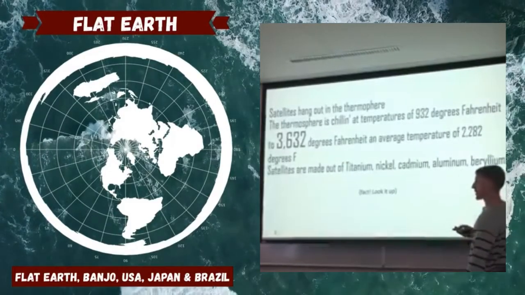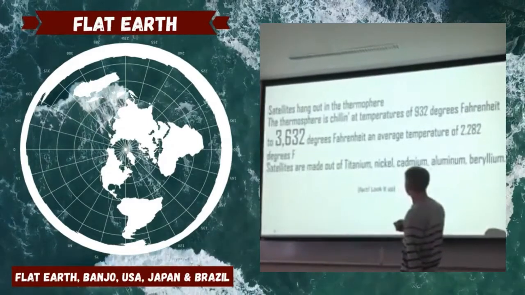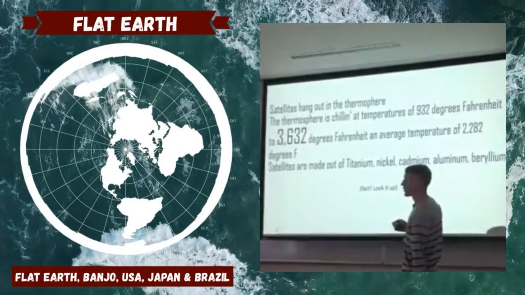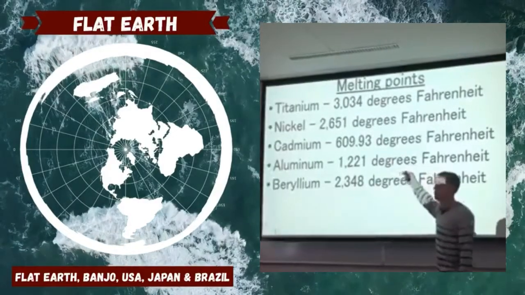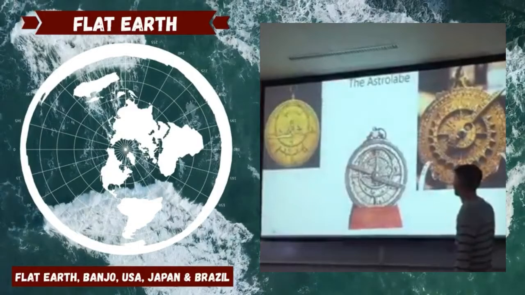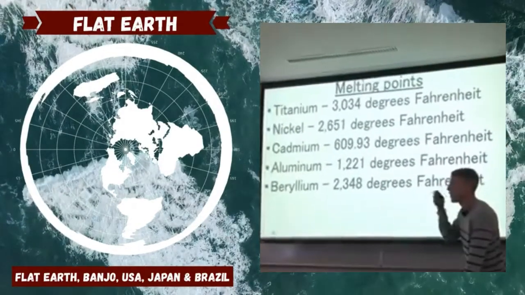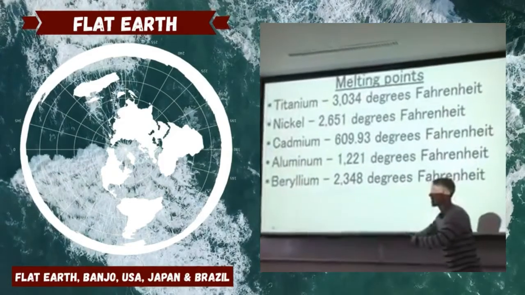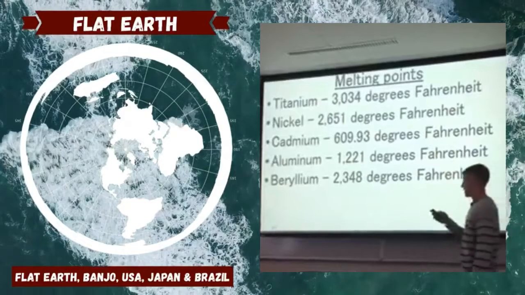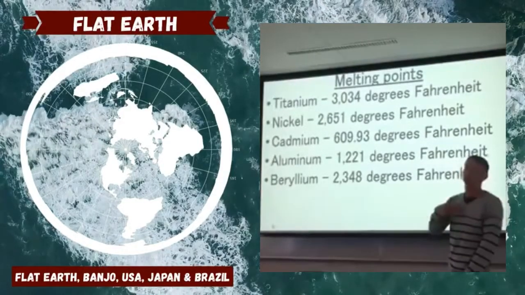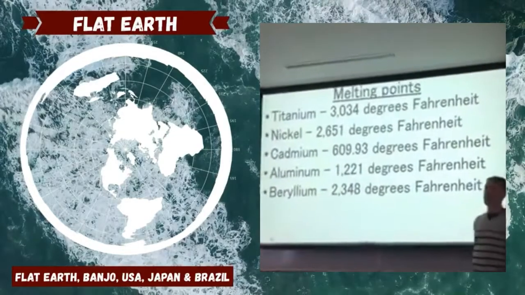But the temperature of the thermosphere that they chill at, 3,632 degrees. These metals do not even compare to be in the thermosphere. Their numbers don't make sense. Their numbers don't add up. So either they're lying about satellites or they're lying about the temperature of the thermosphere. Either way, they're not accurate with their numbers. And that's a big deal to me. I do not believe in the government or anything they say in any way, shape, or form.